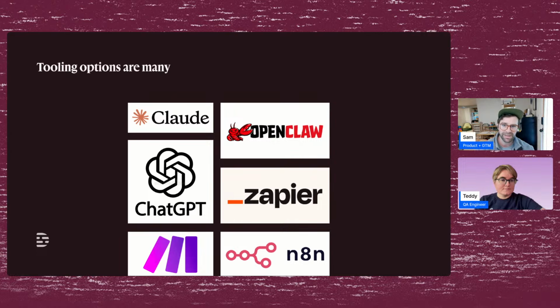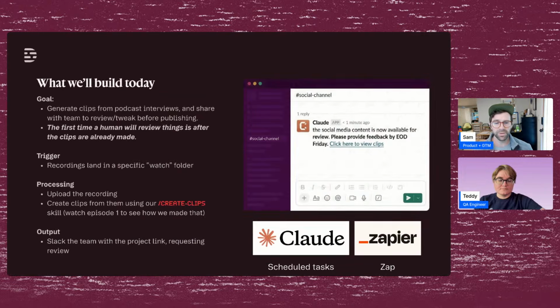So before we jump in, quickly, a comment on tools. You can automate with a bunch of different tools. There's more than there needs to be. We're going to focus on 2 today. I think they're the most approachable, although each has their own limitations and caveats. We're going to focus on building a Claude scheduled task, and then Teddy will walk us through building a Zap with Zapier. There are pros and cons to each, but we'll get into them when we start to show the demos. Okay, so what are we doing today?